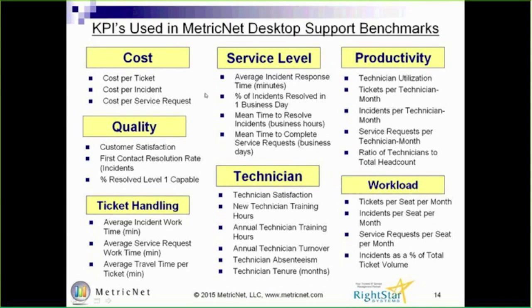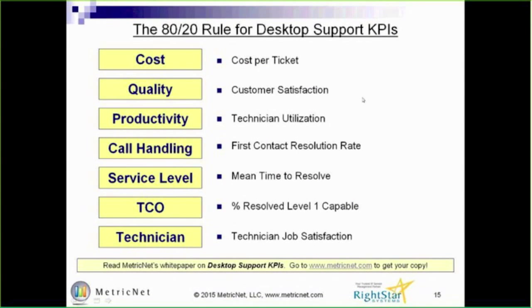Now, what I want to do is talk in a little bit more detail about the desktop support benchmarks. Here are the nearly 30 key performance indicators that we used in our desktop support benchmark, but there is an 80-20 rule when it comes to desktop support key performance indicators. You've probably heard this referred to as less is more.